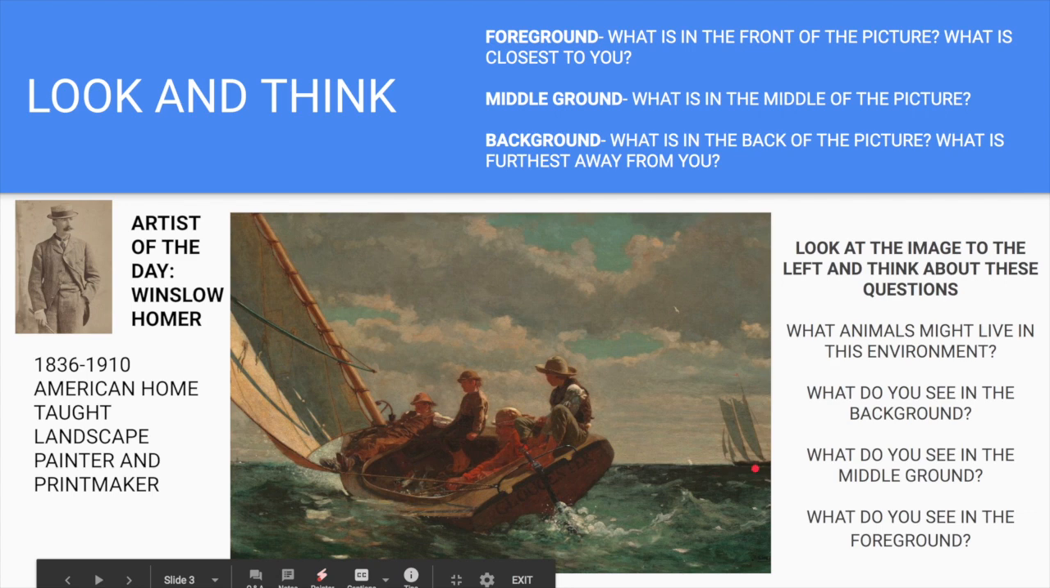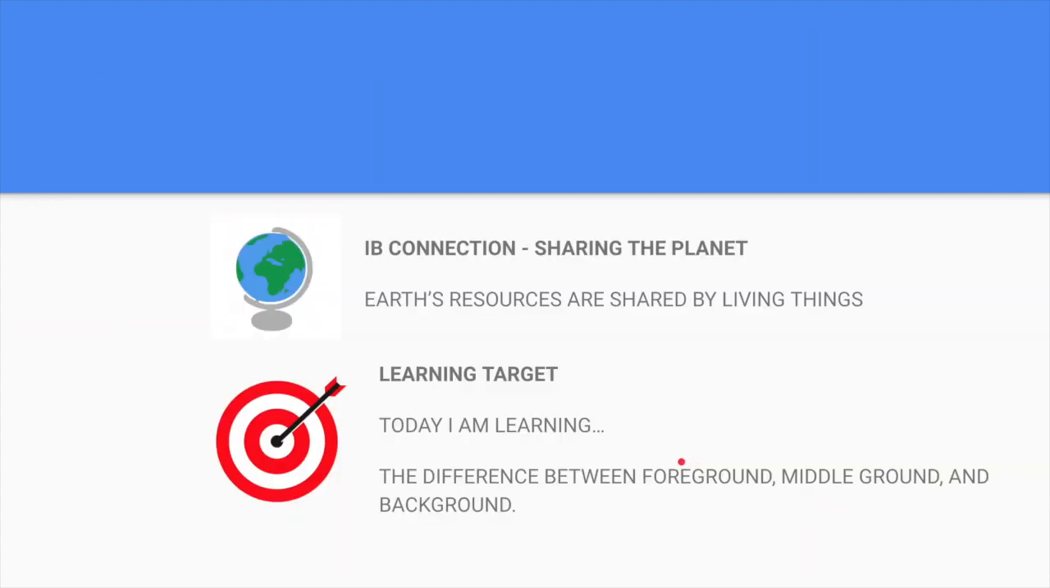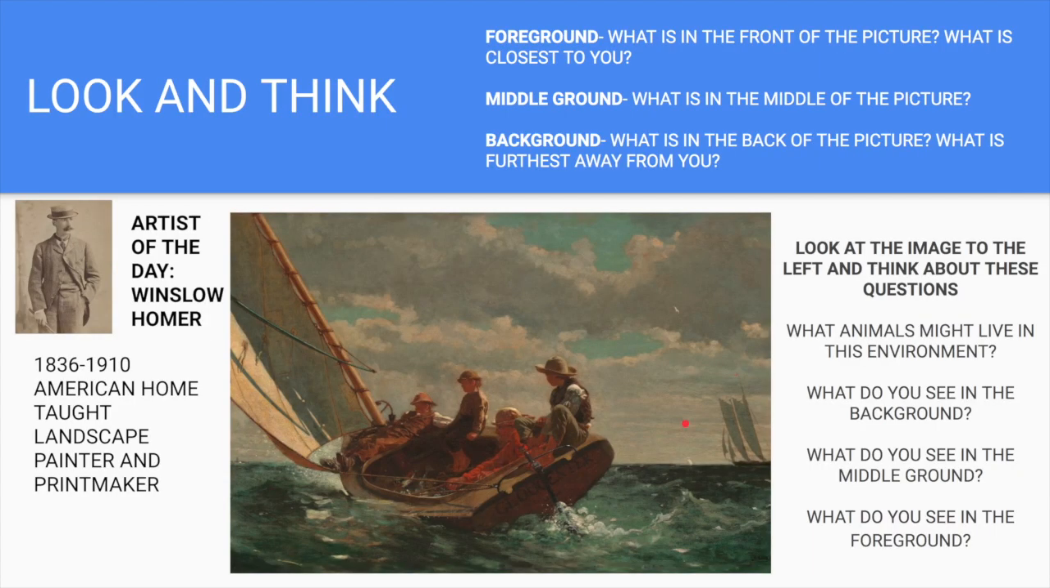So what do you think middle ground is? The middle ground is what is in the middle. So in the middle between the background and where you, the viewer, are sitting or standing, we see this boat. This boat is in the middle of the painting. It's not the furthest back, but this boat is in the middle. The foreground is what is at the very front of the painting. What's closest to us? You might be tempted to say it's the boat, but look in front of the boat. We have some waves that are in the way. Do you see the waves that are in the way of our middle ground boat? Those waves are in the foreground.